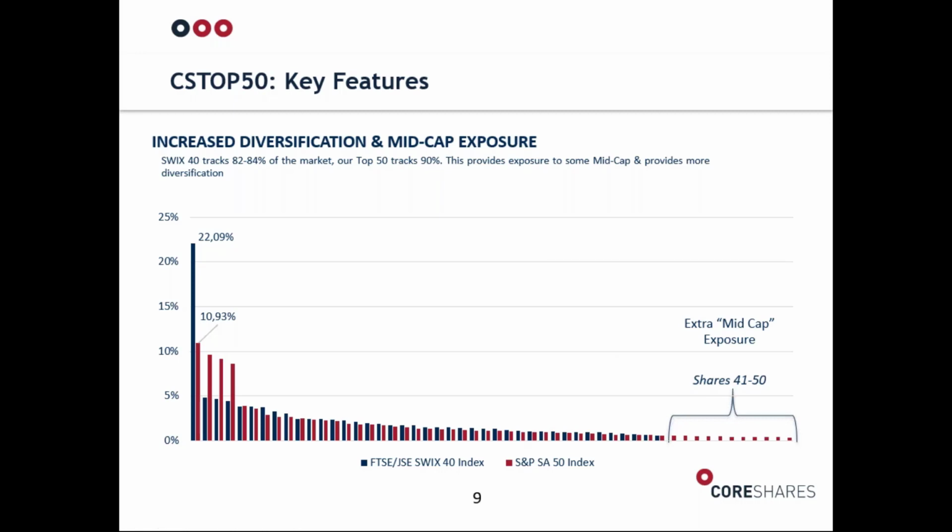So the critique around performance is quite simply inaccurate and incorrect. The critique around diversification has some merit, but it's fair to say that index design has evolved, and things like single stock caps actually improve that measure and therefore debunk that critique.